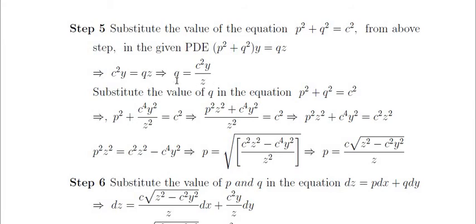Then we got q in terms of variables. Then substituting the value of q in the equation p square plus q square equal to c square implies p square plus c raised to 4 y square divided by z square is equal to c square. Rearranging and solving, we got p is equal to c into square root of z square minus c square y square by z. Please check once again the above step.